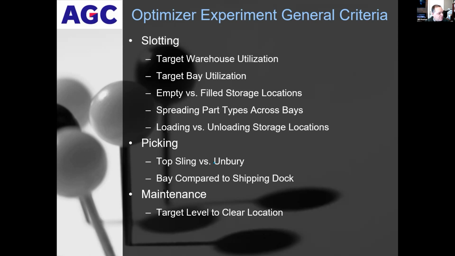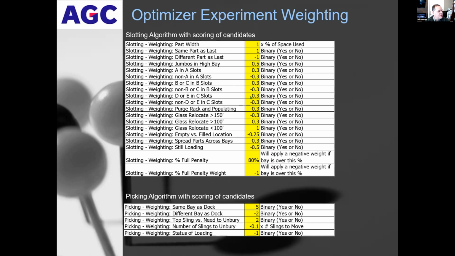For picking, for example, one of the big problems they have right now is unburying slings, because you have to take slings that are above it on the rack and move them out of the way to get to the sling you want. So we wanted to be able to consider that in our factors for picking. If the sling that you want is not in the same bay as the truck you're loading, you have to take it by forklift over to a different bay. So there was some time associated with that, and target level. So we kind of brainstormed up front what we thought might be important, and that information then was put into these tables.